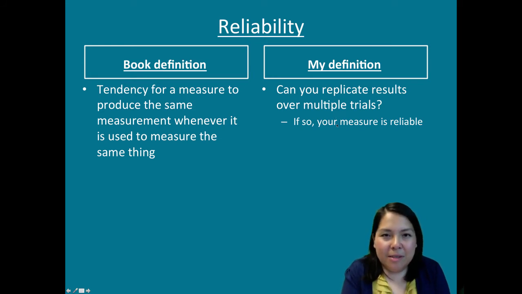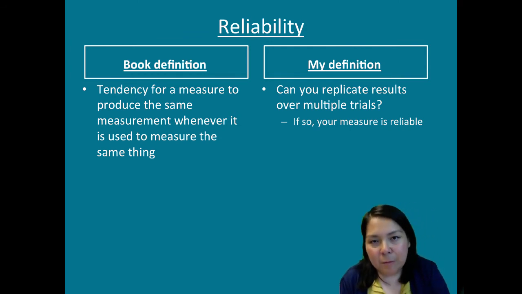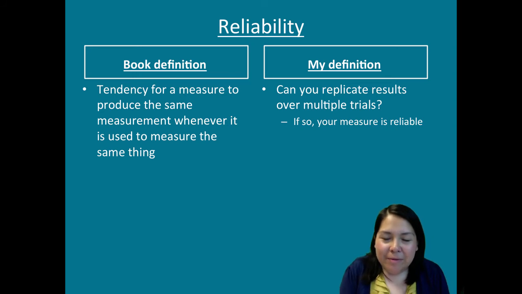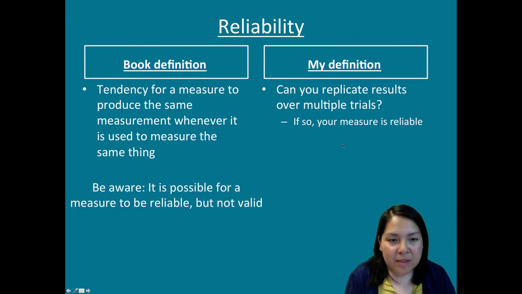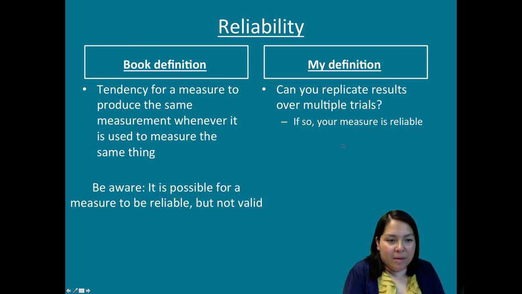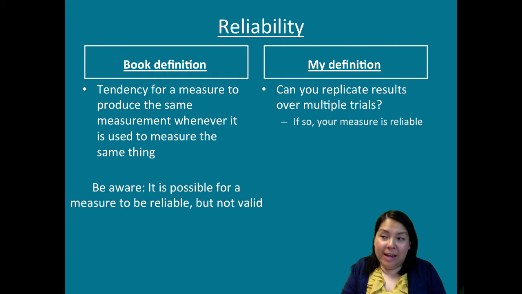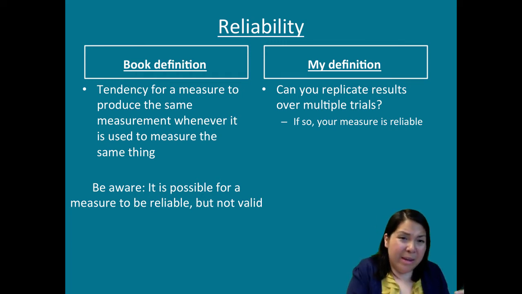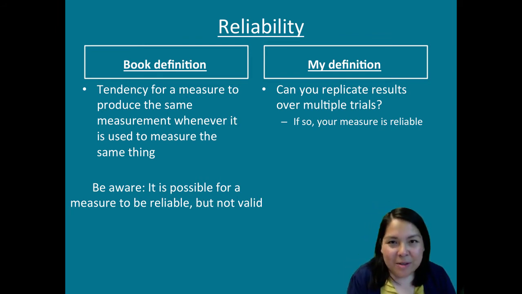This will make a lot more sense when I pull up a picture that distinctly shows what's validity and what's reliability in a graph or an illustration. It'll make more sense once we go through these definitions. One thing to think about is that it's possible for a measure to be reliable but not valid. When we want something that's valid, it has to be reliable. But if we want something reliable, that does not mean it's valid. Once we see this illustration that's coming up, it'll make a lot more sense.